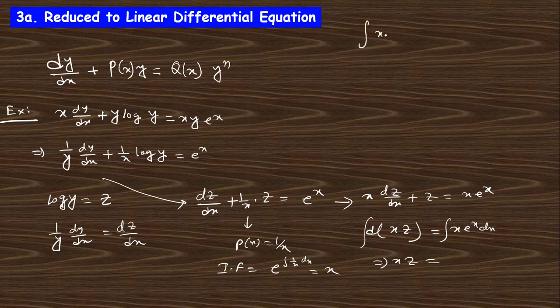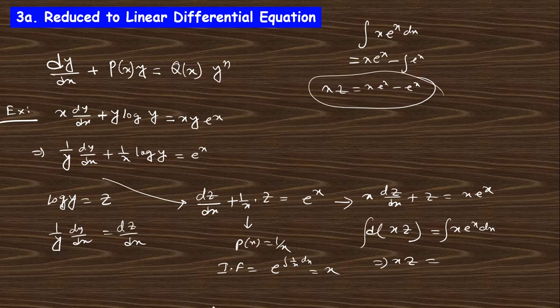So if you integrate, you will get xz equals the integration of this. The integration of x e to the power x dx is done by parts, so this is x e to the power x minus e to the power x. The solution will be xz equals like that. This is the solution of this equation. Clear?